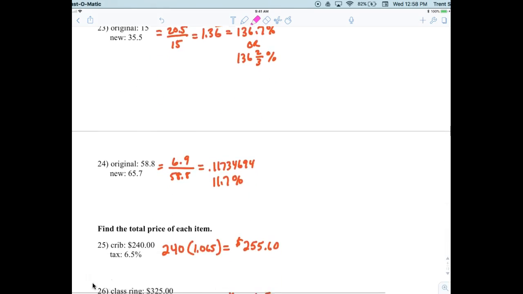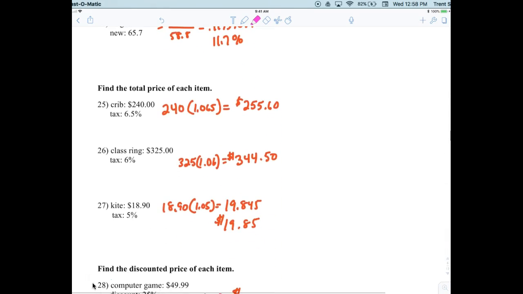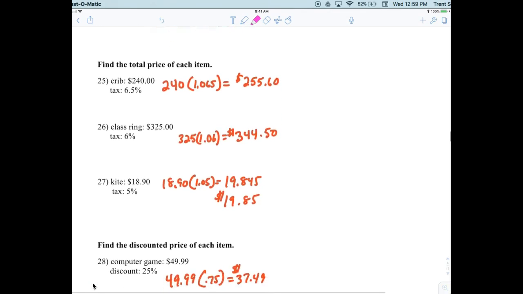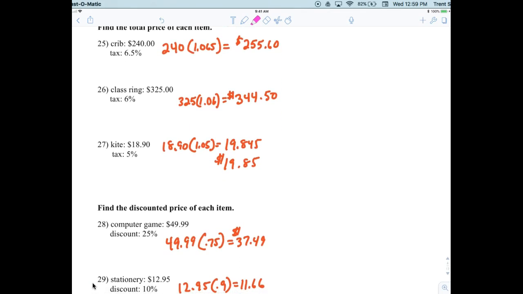All right, moving forward. Now we're talking about your total cost. Paying your tax. Does anybody have any issues with 25, 26, or 27? And why is it 1.065, 1.06, or 1.05? Everybody okay with that? That's not too bad, right? You've been doing that for a long time.